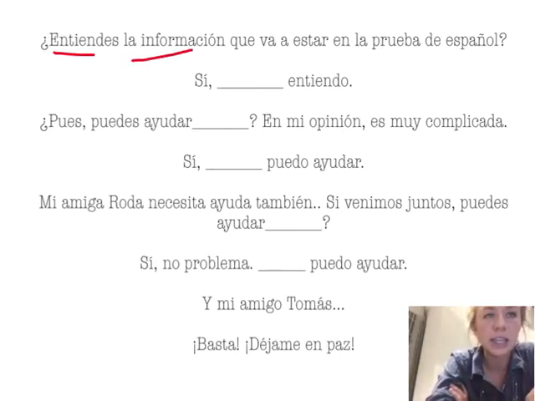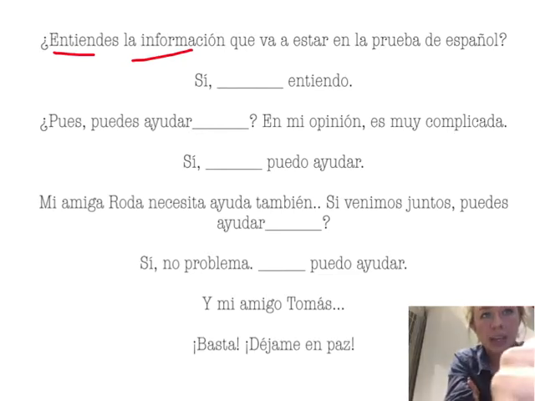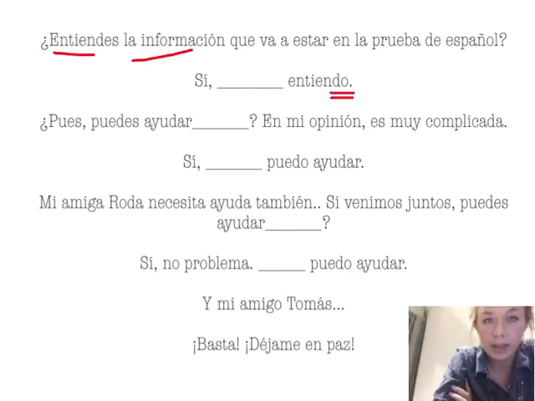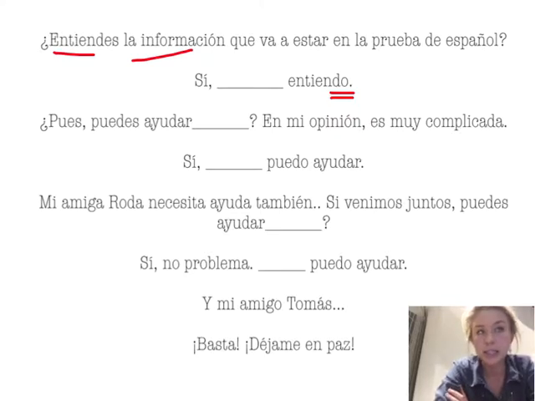And the next one says, sí, blank entiendo. Yes, I understand, blank. Now the temptation here would be to say, sí, me entiendo. You're looking at the O and you think, okay, that goes with yo, I'll use me. Now if you said sí, me entiendo, that would be, yes, I understand myself. And that's not what we're going for here.